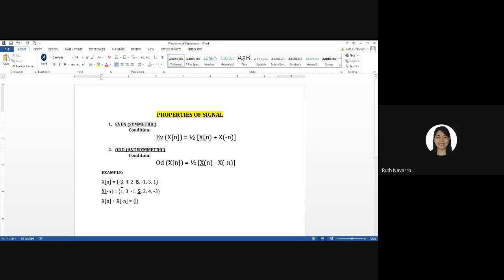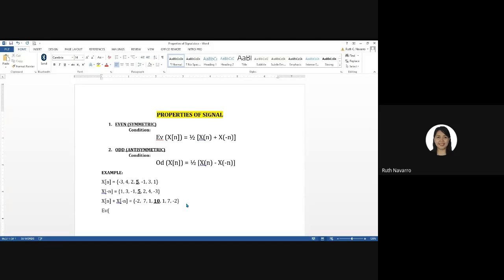Negative 3 plus 1 is equal to negative 2. Next, 4 plus 3 equal to 7. 2 plus negative 1 is 1. 5 plus 5, 10, and still this is n equal to 0. Negative 1 plus 2 is 1. 3 plus 4, 7. And 1 plus negative 3 is negative 2. Then to get the value of the even signal, just divide by 2, that is 1/2 of x of n plus x of negative n.